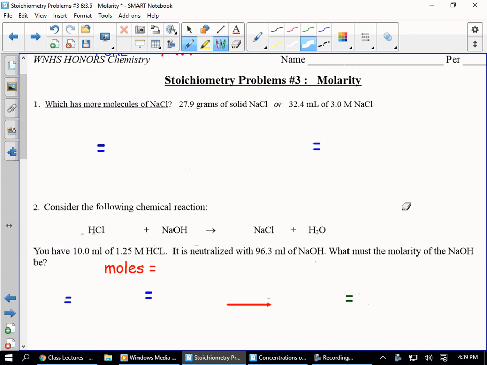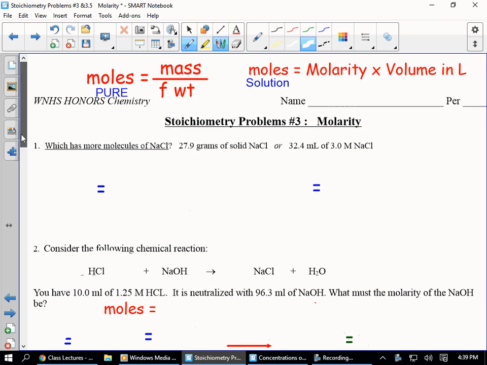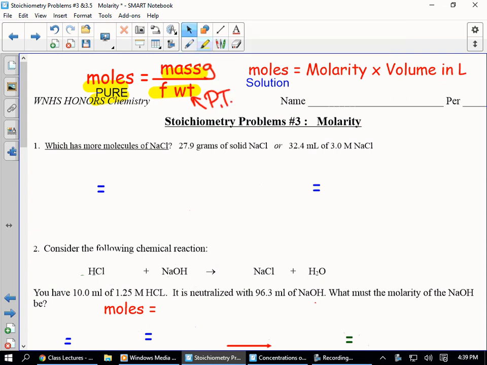All right, so we have two understandings of the mole. We know that moles of a pure solid, liquid, or gas is equal to mass over formula weight. We know that mass is measured in grams, and formula weight you can always find if you know the formula and you have a periodic table.